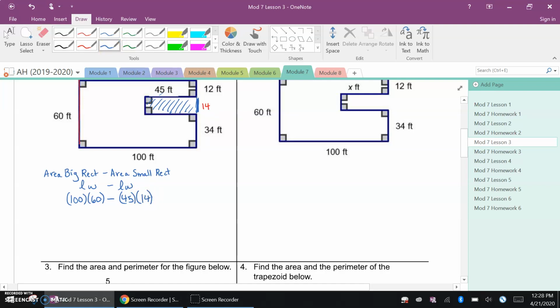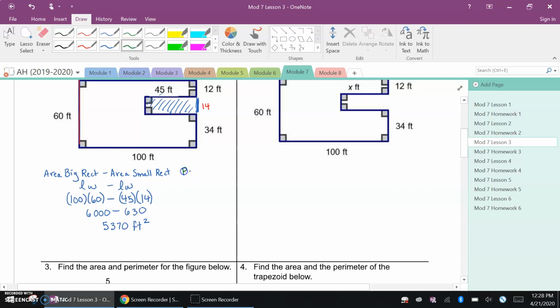You're going to go ahead and use your calculator to multiply out the second set of numbers. So 45 times 14 is going to give us 630. 100 times 60 is going to give us 6,000. And when we subtract that, we're going to get 5,370 feet squared, or square feet.